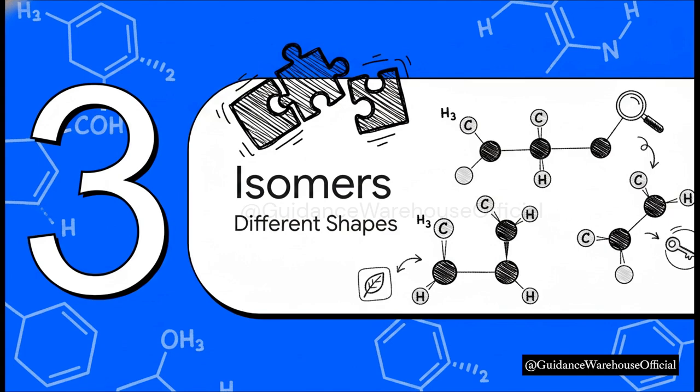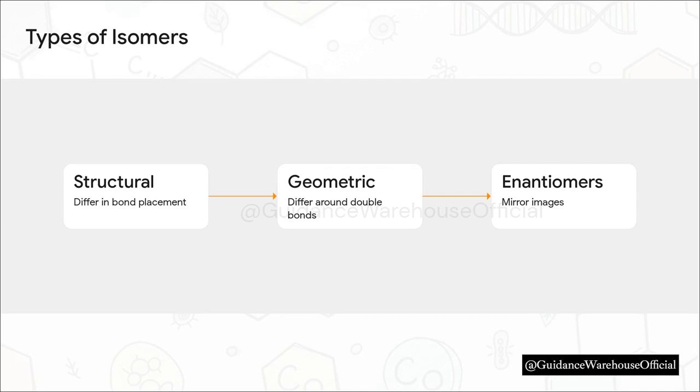That brings us to Section 3, isomers. Same parts, different shapes. I want you to consider a bit of a puzzle. How can two molecules with the exact same chemical formula, literally the exact same number of carbon and hydrogen atoms, behave entirely differently in the real world? Well, the answer is isomers. Isomers are molecules that share the same chemical formula but differ in how their atoms are arranged.